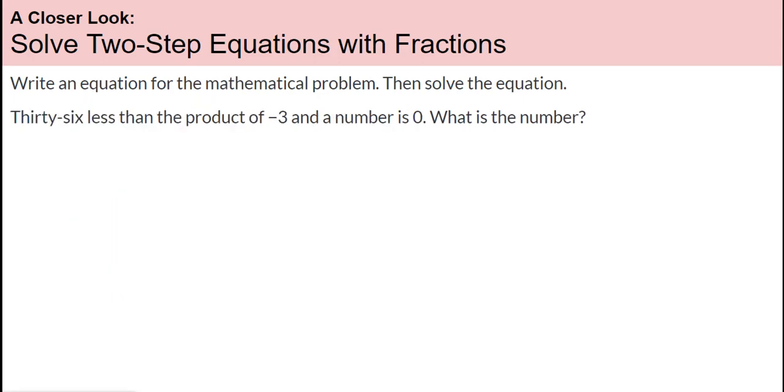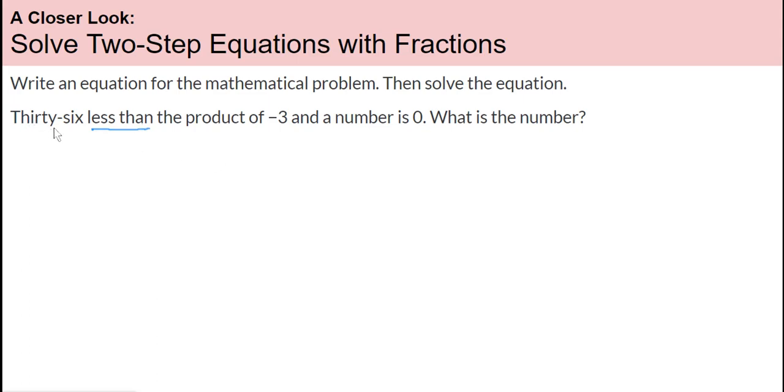All right. 36 less than the product of -3 and a number is 0. What is that number? Write an algebraic equation and then solve it. All right, how did you do? What equation did you write? Remember in that introduction, that phrase, less than. That's a tricky one. That's a turnaround word. So really, this comes at the end.